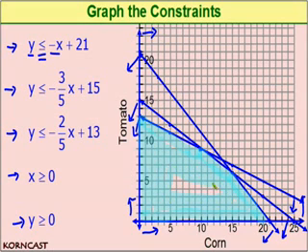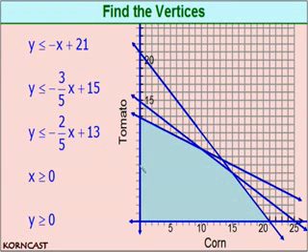And so, again, our feasible region means everything inside this shaded blue area right here is going to satisfy all five of these inequalities at the same time. Okay, once we've graphed our constraints, our objective obviously is to find the vertices. And again, the vertices give us our optimal solutions.